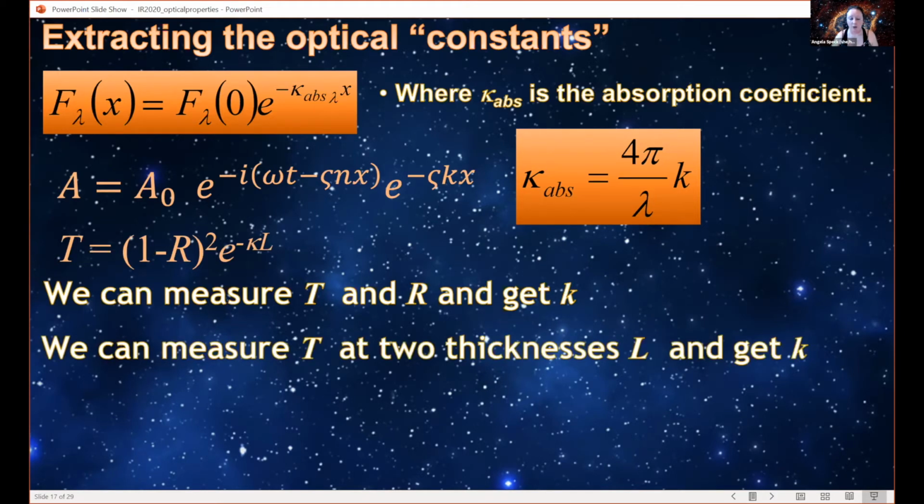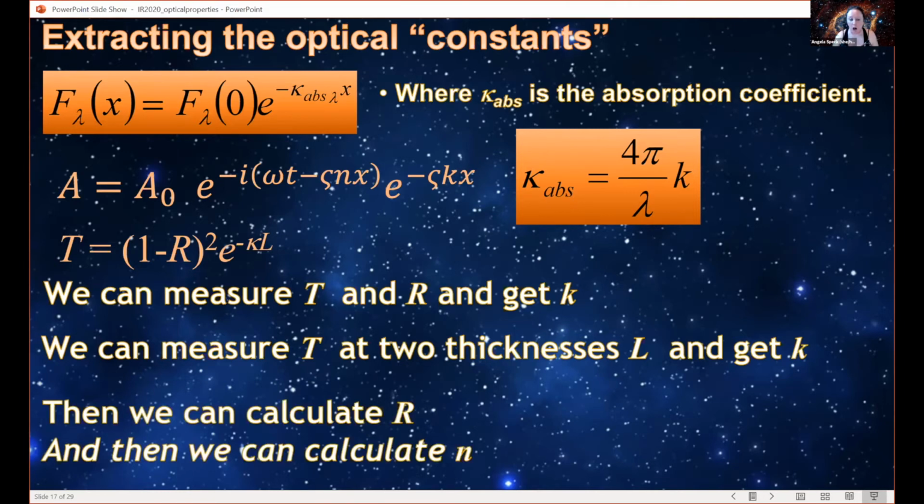There's another way of doing this that's even better, which is to do transmission experiments on multiple thicknesses, because then the only difference is the R will basically disappear. The reflections will be the same, but you've got multiple thicknesses. So now you can get K out without even doing two different experiments. You can just do multiple thicknesses with transmission.